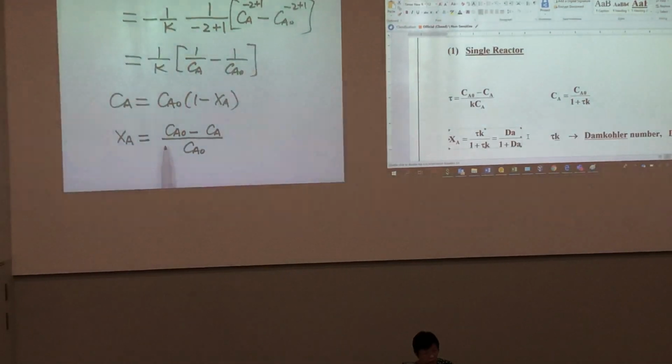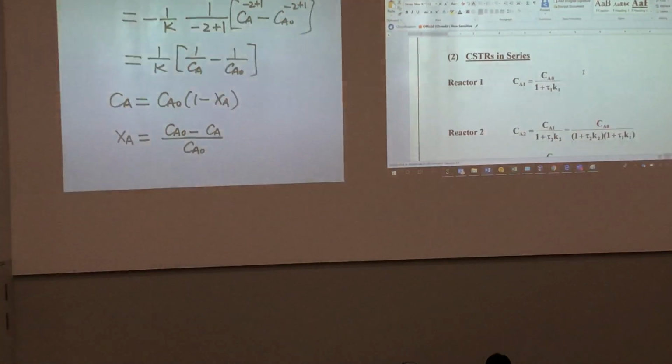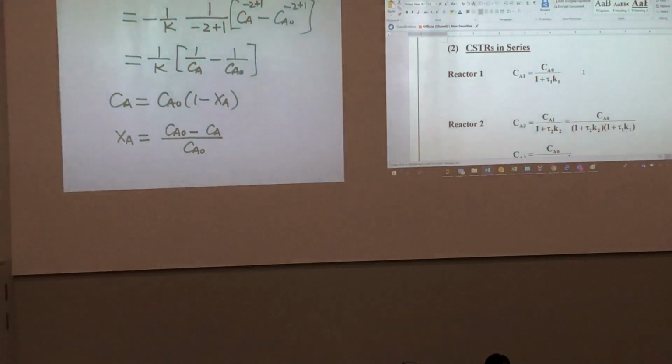This is the definition of conversion. Everybody should know, no matter how we write. So this is the original definition. This is for a single reactor, if it's first order. But if you have two connected, you should know how to write accordingly.